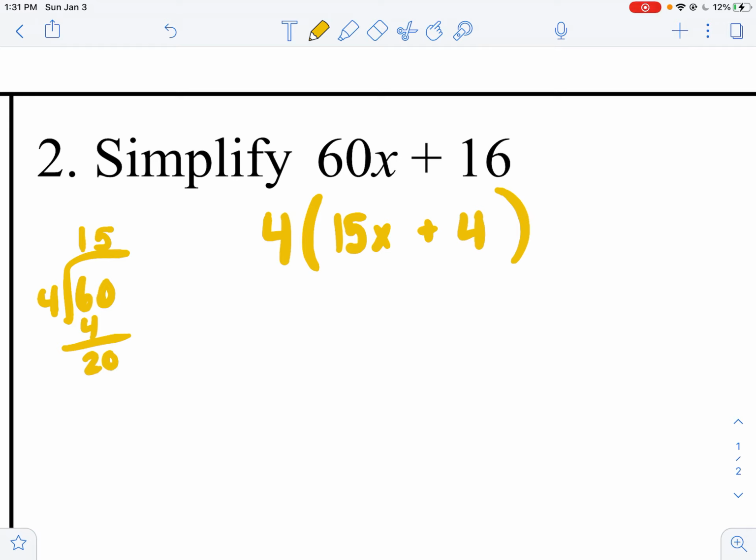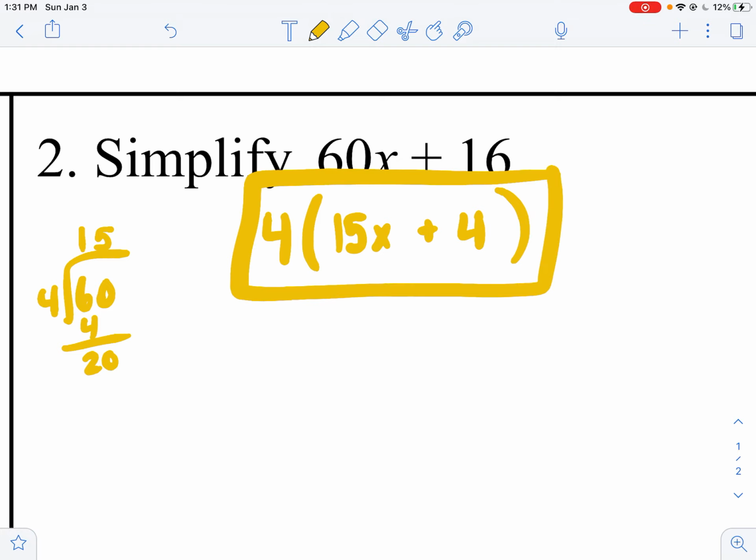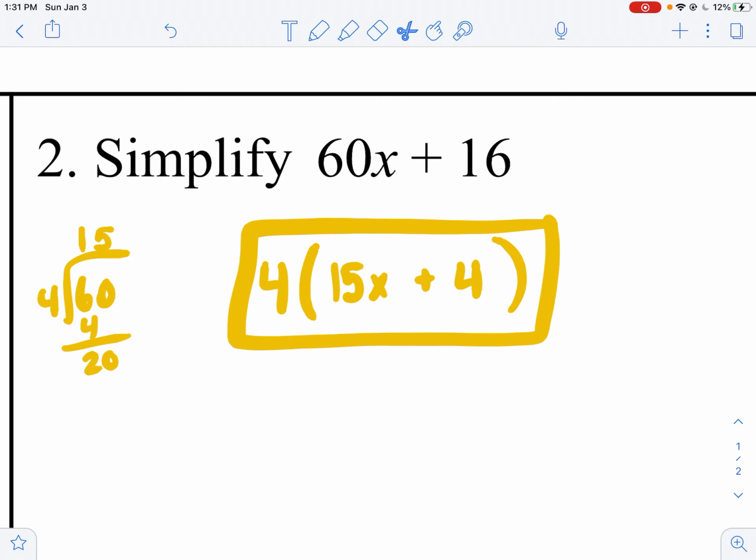And now I know that this is in simplest form because there's nothing that goes into both 15 and 4. I wanted to show you what that looked like if we didn't take the greatest common factor from the beginning. So now I know that this is the most simplified version if we are factoring. Okay, simplification by factoring. Now this is undoing the distributive property because we can check our work by doing the distributive property. Does 4 times 15x give us our original 60x? Yes. And does 4 times 4 give us 16? Yes.